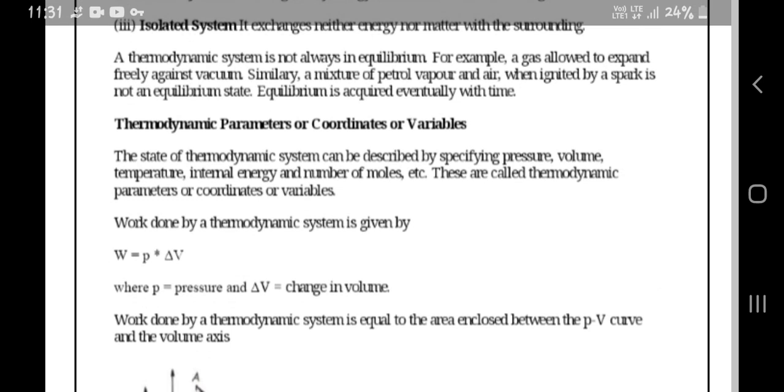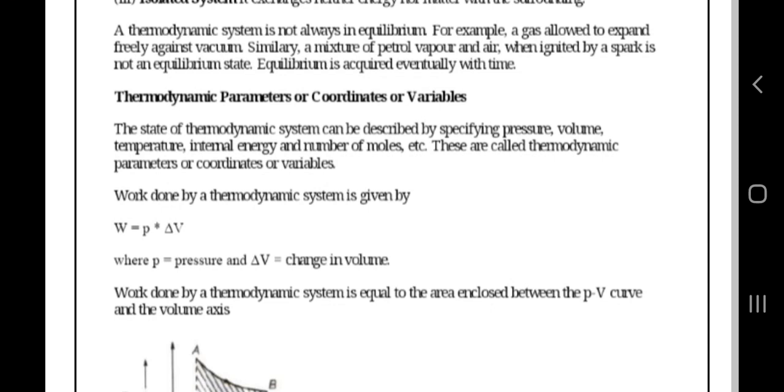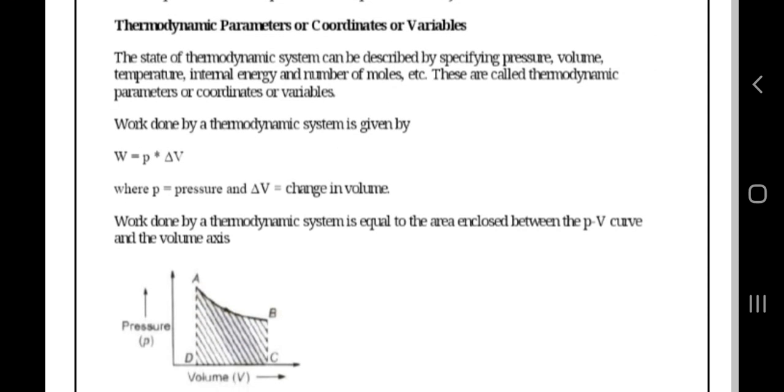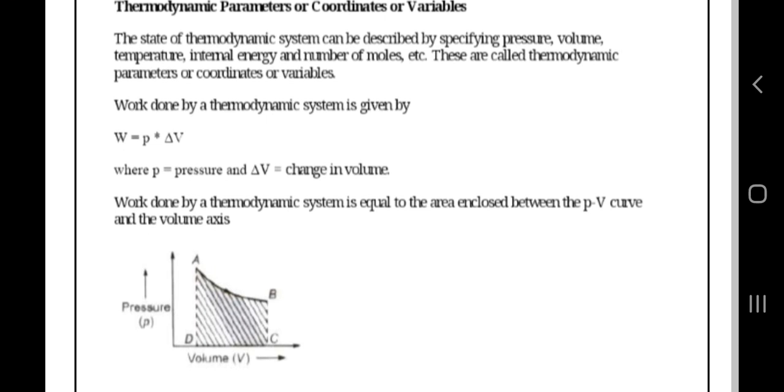Next are thermodynamic parameters, also called coordinates or variables. The state of a thermodynamic system can be described by specifying the pressure, volume, temperature, internal energy, and number of moles, and these are called thermodynamic parameters, coordinates, or variables.